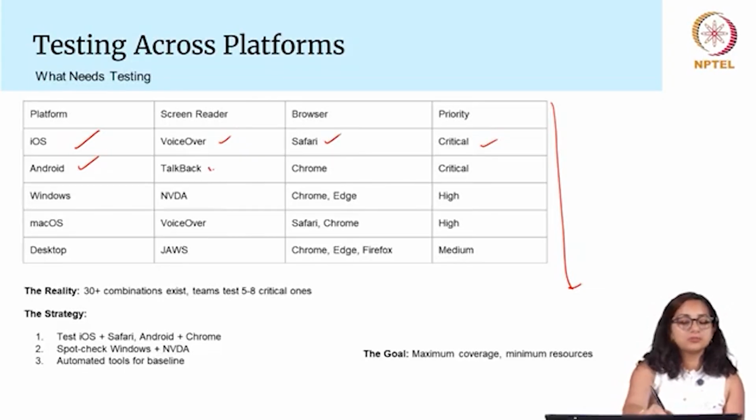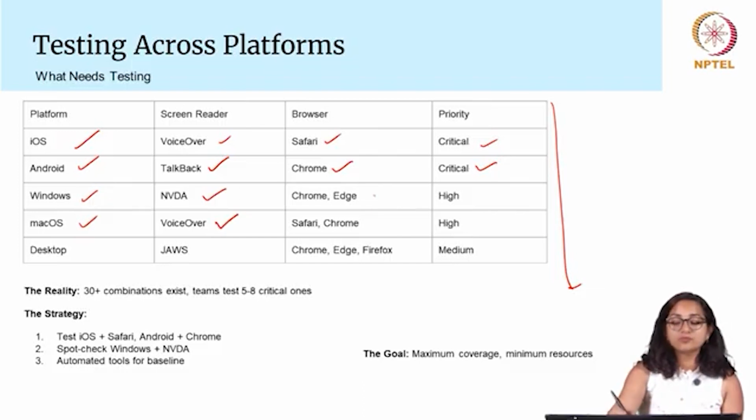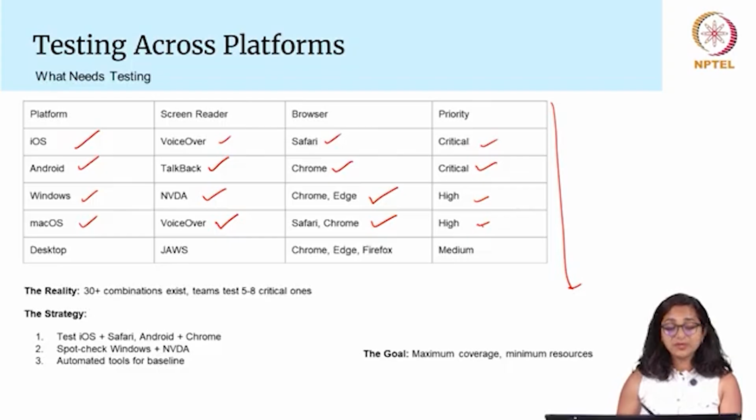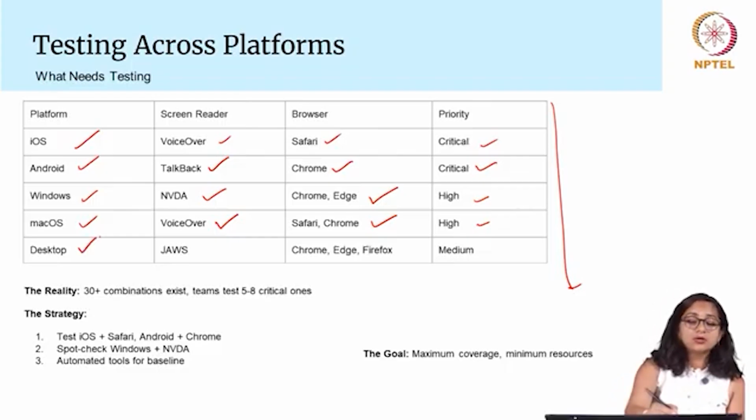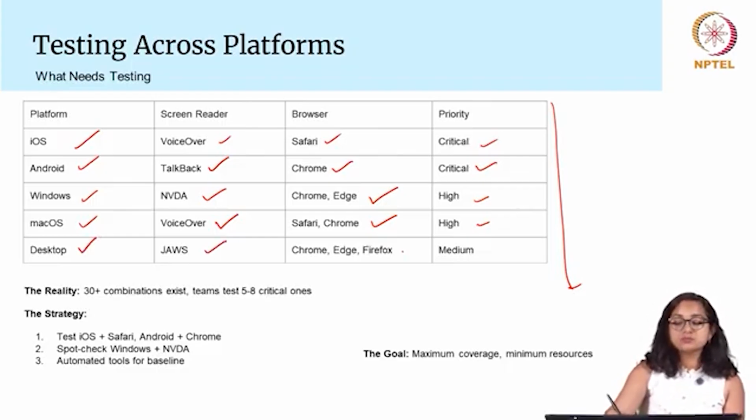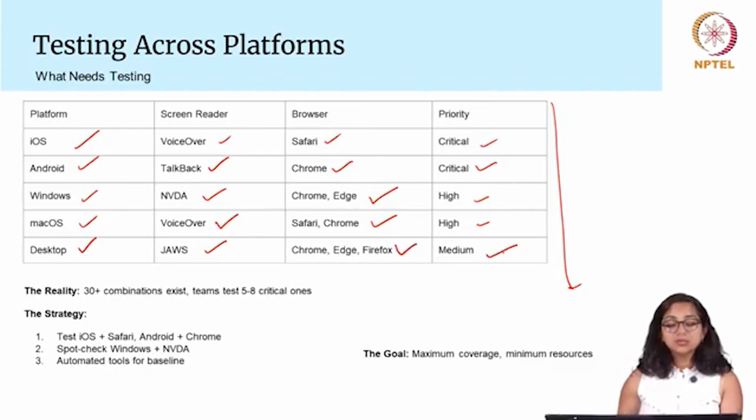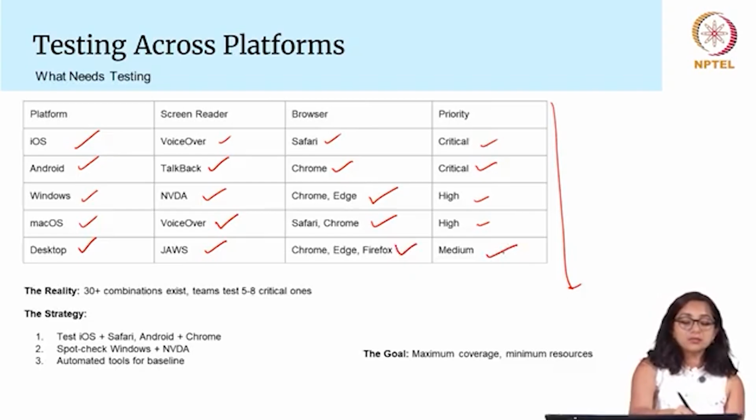On Android, the screen reader is TalkBack and the browser is Chrome, and it is also critical. Windows and Mac OS have their own screen readers, NVDA and VoiceOver. They have Chrome, Edge, Safari, and Chrome, and they also have high priority. Desktop can be JAWS and all of these browsers. It is medium.